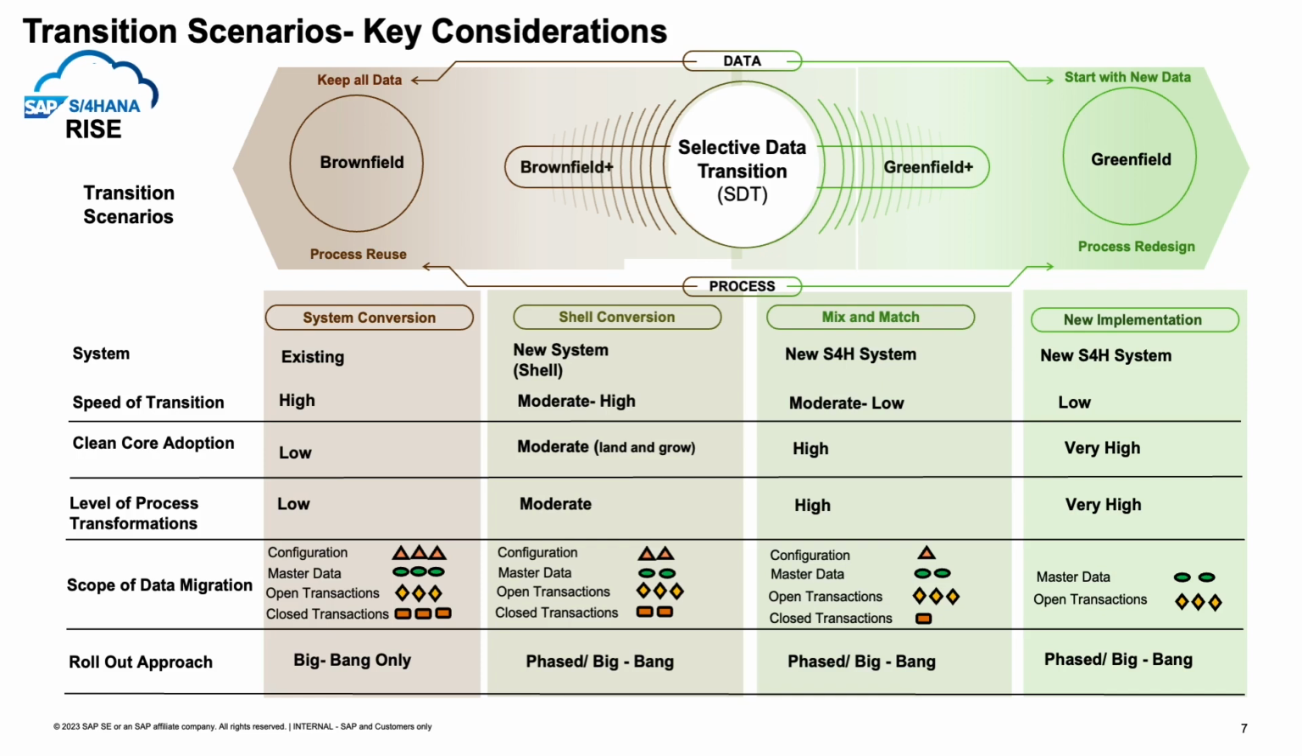So the first dimension we have is the system. In case of a brownfield conversion, what we do is we take an existing ECC system, and the same system is converted as it is to S/4HANA. So it's actually the same system with the same system ID.